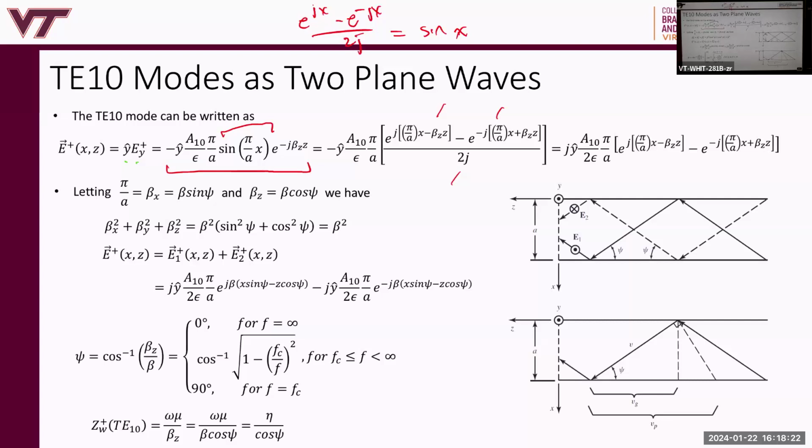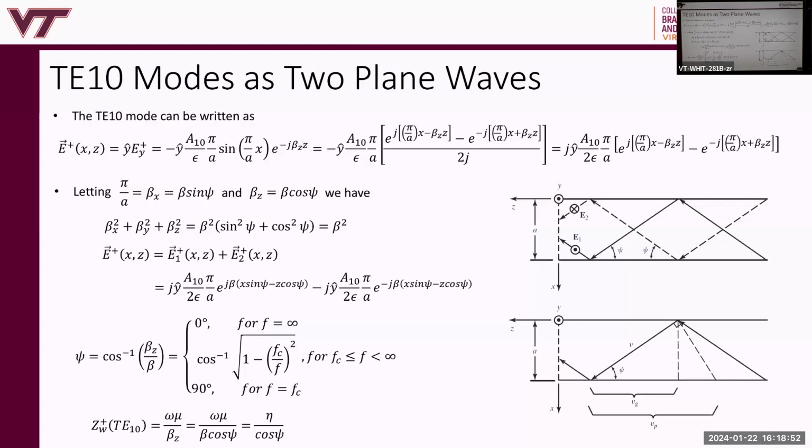Okay. All right, well, these exponentials are nice because we know exponentials are associated with plane waves. So we distribute this, or we pull out the 2j, right? So if we pull out the 2j, 1 over j is minus j, we cancel this minus sign, and we get plus j here. y hat, A10 over 2 epsilon, where the 2 comes over here. And we have pi over a. And then we have these two plane wave terms, right? All right, so let's understand these a little bit better.